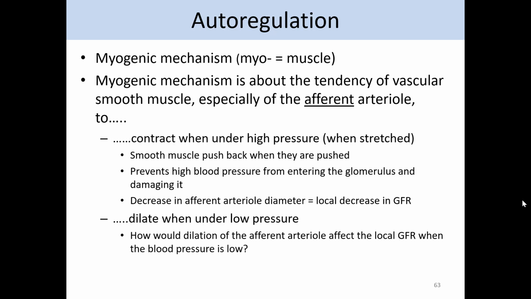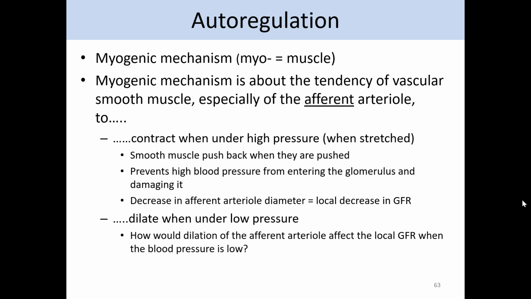The myogenic mechanism is going to involve smooth muscle, because myo means muscle. The myogenic mechanism is something that occurs in other places in the body too. And basically, this is just referring to the tendency of vascular smooth muscle to push back when it's being pushed. Let's take a look at how this applies to the kidney.